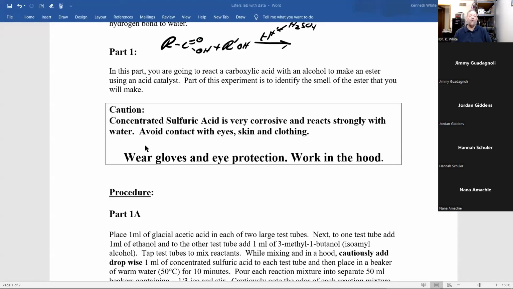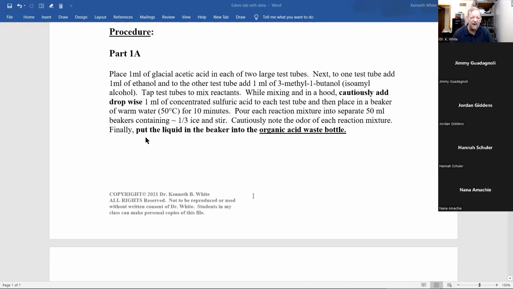All right, let's talk about this lab. Now, where are esters found? Esters are found causing the flavors and smells of many things in our daily life. In part A, you'd have two big test tubes. In one test tube, we put 1 milliliter of ethanol, an alcohol. In the other test tube, we put 1 milliliter of 3-methyl-1-butanol, also known as isoamyl alcohol. That's a common name I didn't ask you to learn.